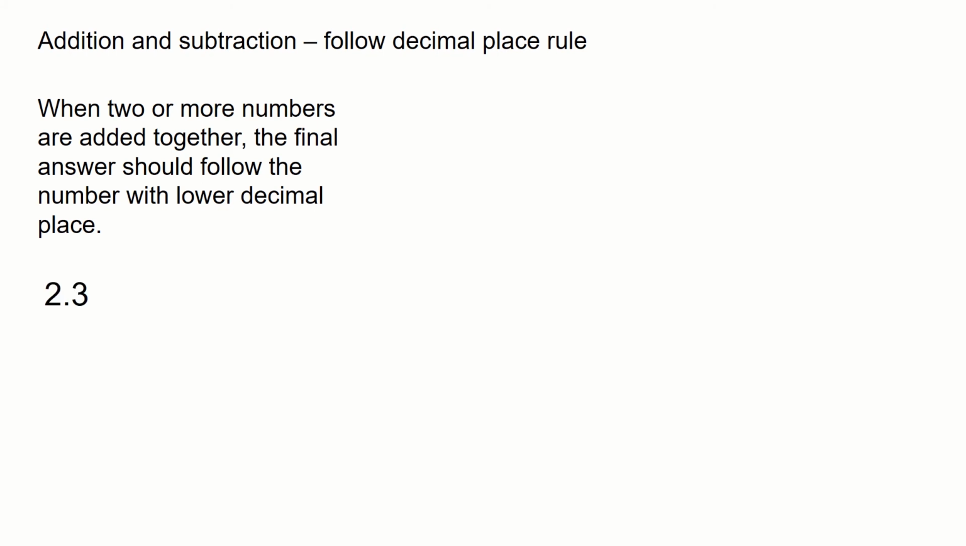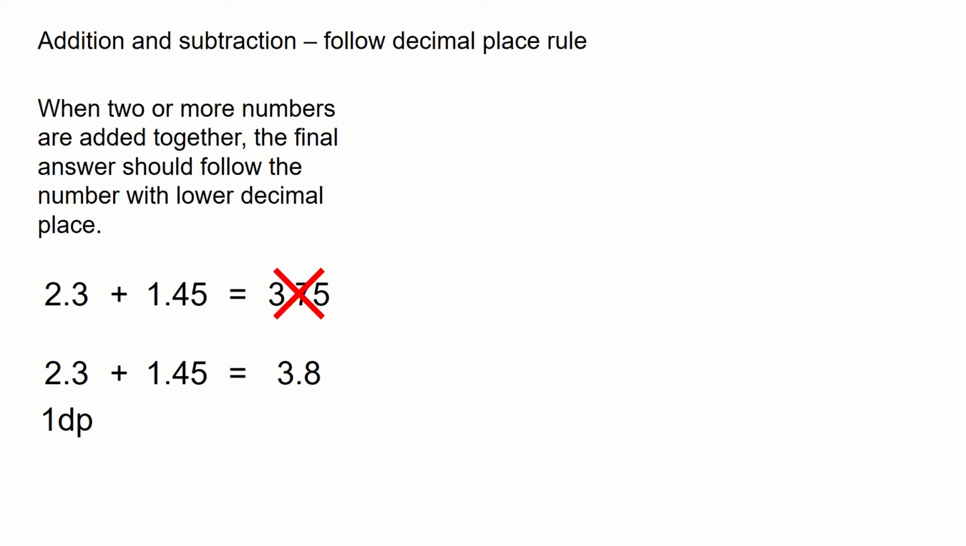Now, for example, you have 2.3 plus 1.45. If you press the calculator, you get 3.75. But that's wrong. When you apply the rule, 2.3 plus 1.45, your answer should be 3.8, because there's one decimal place for 2.3, 1.45 has two decimal places, and 3.8 has one decimal place.